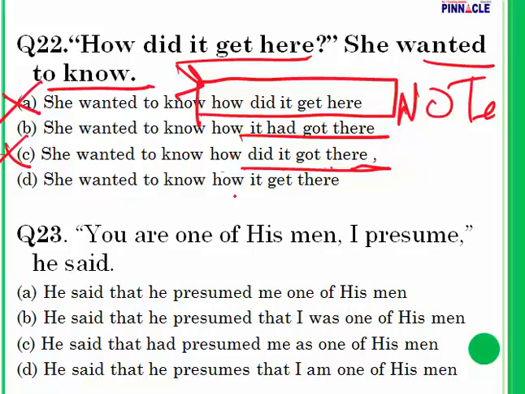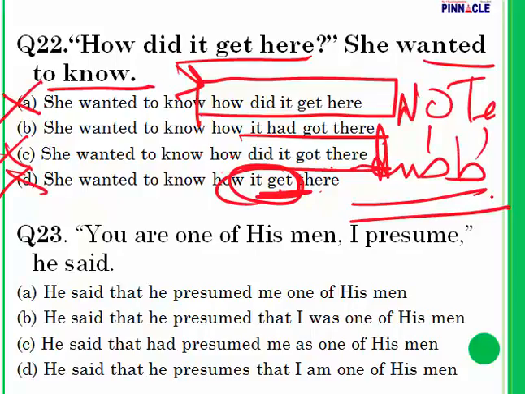She wanted to know how it get there. Here get had to change, so this also gets eliminated. What am I left with? I am left with only B. So my answer is B.